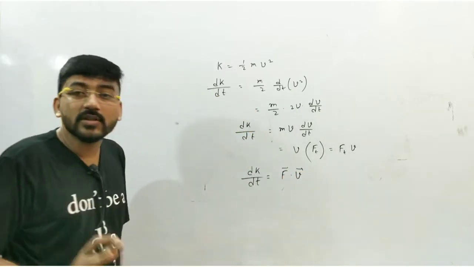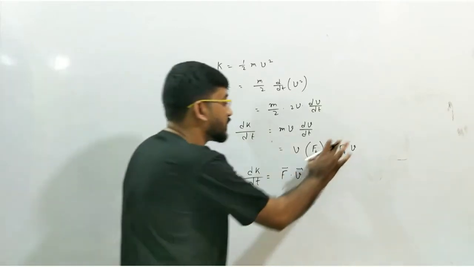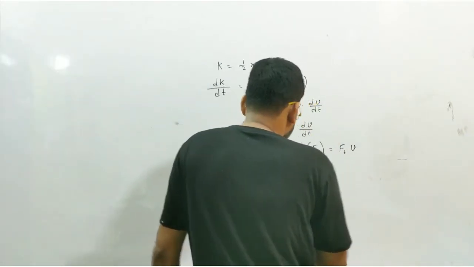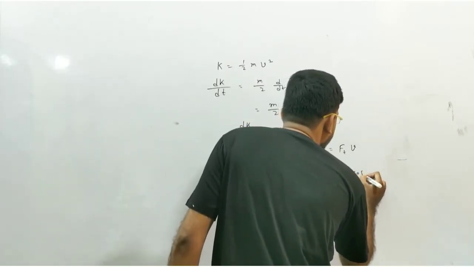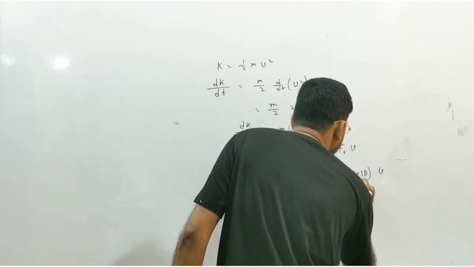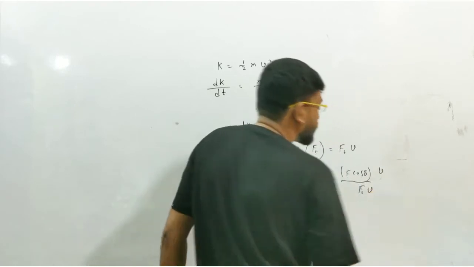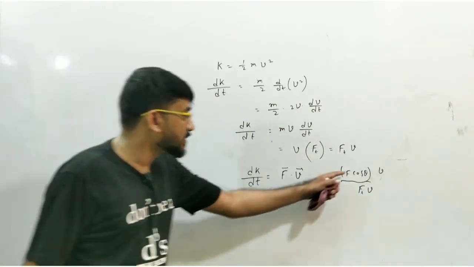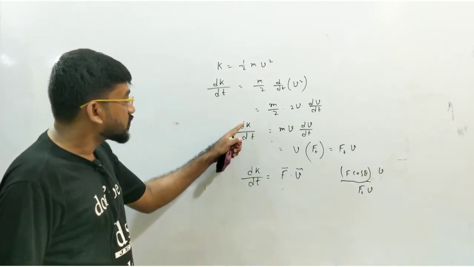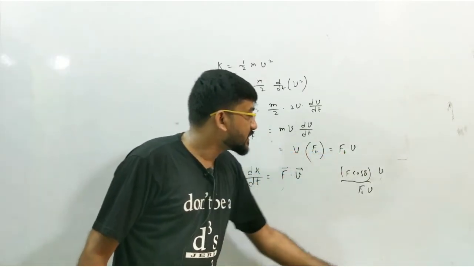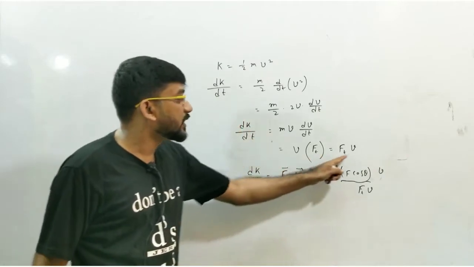Because f cos theta is the tangential force, that is along the velocity. If the angle between f and v is theta, then you can write this as f cos theta into v, and this f cos theta is known as ft into v. So this is the tangential force, along the velocity vector v. So you can write it this way also: dK/dt is equal to ft into v.